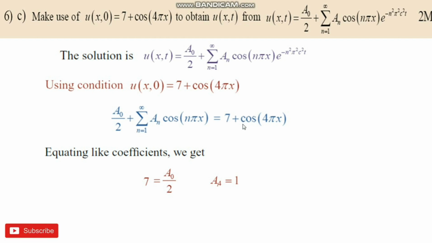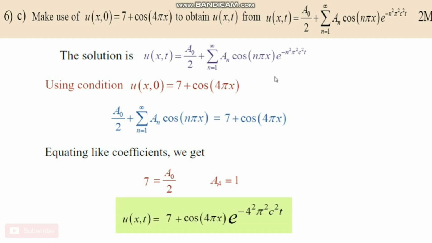The coefficient of cosine 4 pi x is 1. We have obtained the non-zero coefficient a4 is equal to 1. All other coefficients are 0. Therefore, the required solution u of xt equals to a naught by 2, which is 7. Only one non-zero term is obtained, that is a4. With a4 value 1, cosine 4 pi x e power negative 4 square pi square c square t is the required temperature distribution of the one dimensional heat equation.